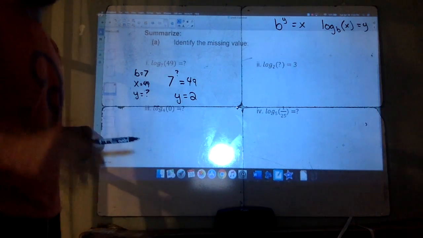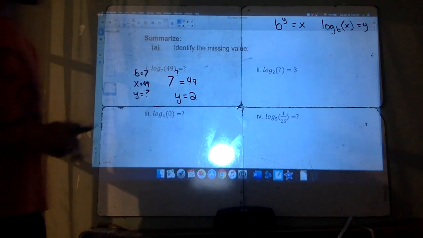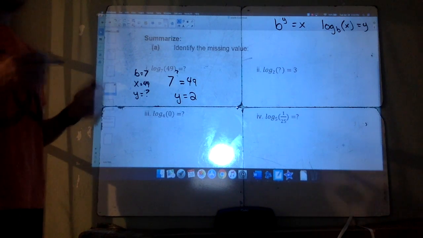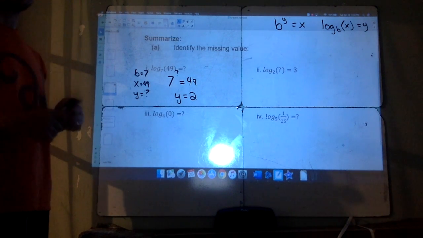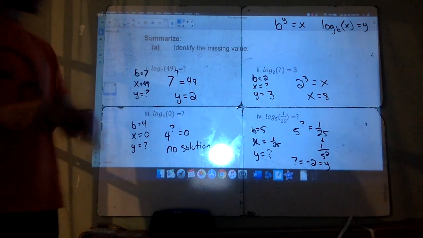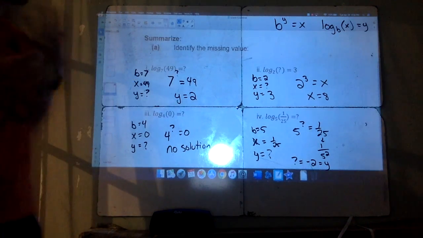So pause the video, and I want you to rewrite all 4 of these into this exponent form and solve for the missing variable there. So when you're ready, unpause and check your answers. All right, so here's what I got. So make sure you can do this second one because that's super important. It's the most important one.